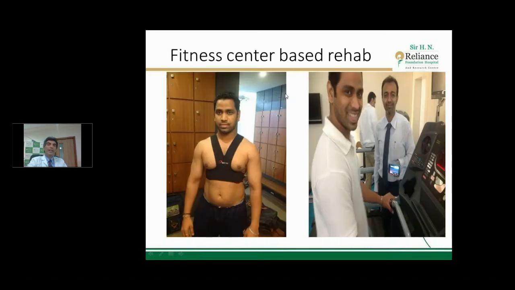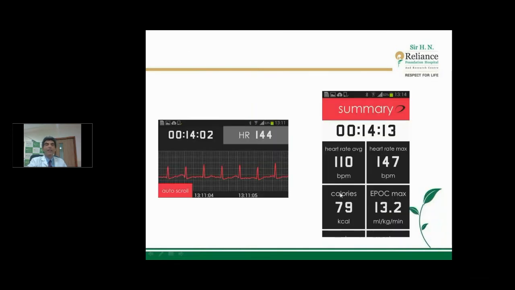We have fitness center-based rehab. This young trainer is wearing this strap, and below the strap are sensors, and the sensors detect the ECG, and you can see this is the reading. It gives you a summary: the average heart rate, the heart rate max, the calories burned, and a single lead ECG. Now a single lead ECG may not be best for detecting ST segment changes, but certainly for arrhythmia detection, for heart rate monitoring, it is extremely effective.